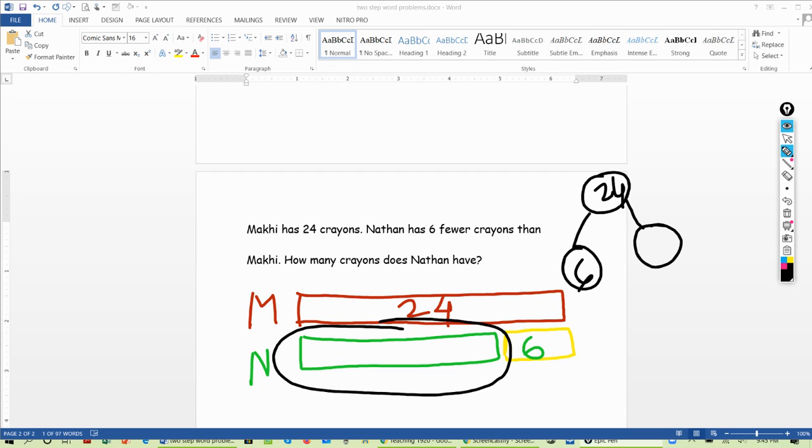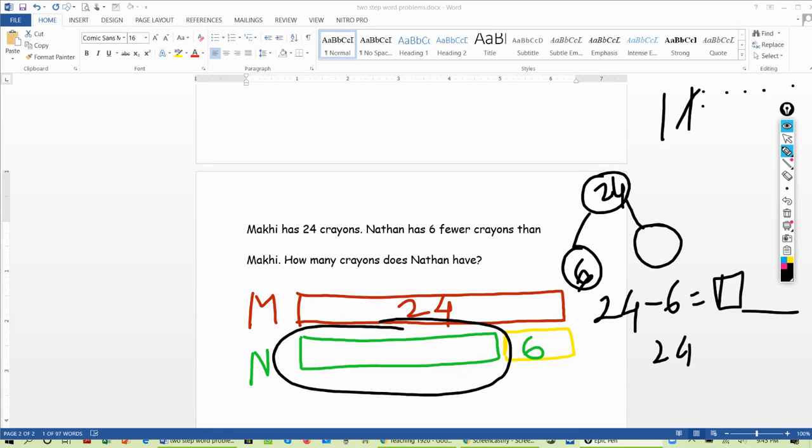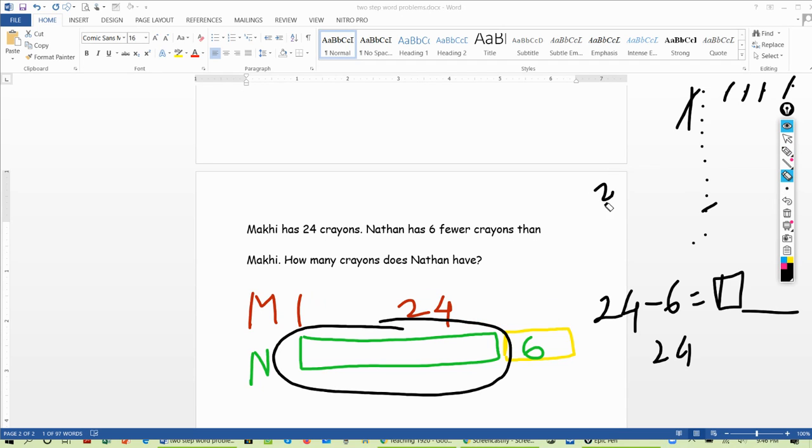24 take away 6. And then you would write the equation and then fill it out and then do the math however you want. You want to do the dots, you want to do 24 take away 6. So you will have to break this down into 1, 2, 3, 4, 5, 6, 7, 8, 9, 10. Then cross out 1, 2, 3, 4, 5, 6, and then count the rest, and then 18. You could do that. You can use that strategy as well. So that's your comparison word problem.